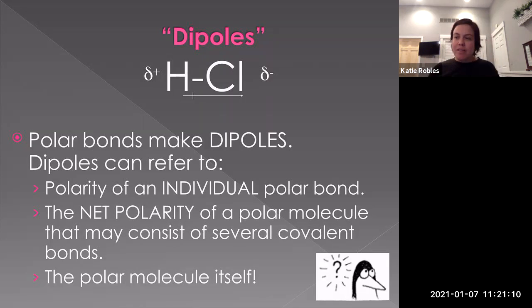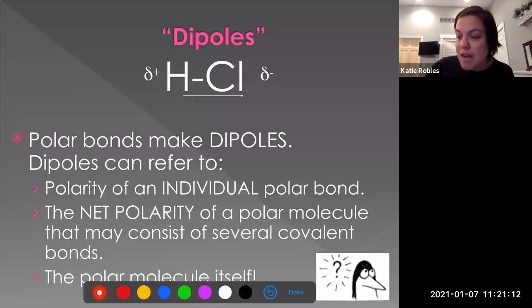The other thing I want to show you is that sometimes there's a notation where they draw an arrow. This is an arrow, and they point the arrow towards the more electronegative atom. So they show that that atom is pulling electrons towards it, which makes it more negative. And when it does that, it leaves the hydrogen to become positive.